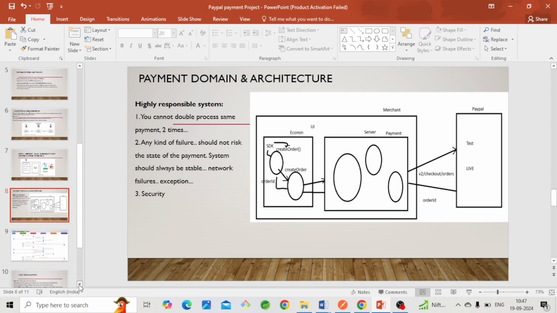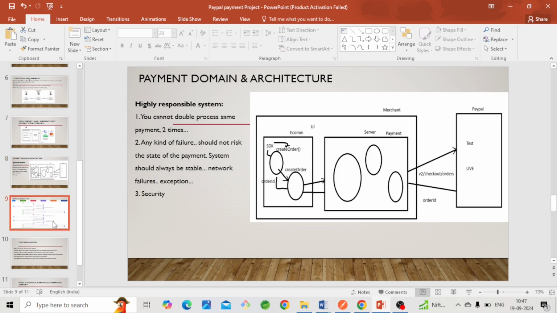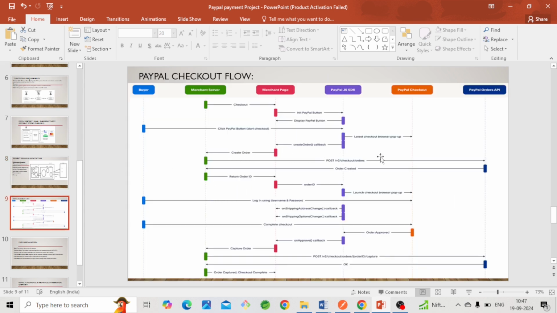Now next we will discuss the entire checkout flow of the PayPal system. This is the checkout flow of the PayPal system. First we will understand what is meant by buyer, merchant server, merchant page, PayPal JavaScript SDK, PayPal Checkout, and PayPal Order API. Then we will see the entire PayPal checkout flow.